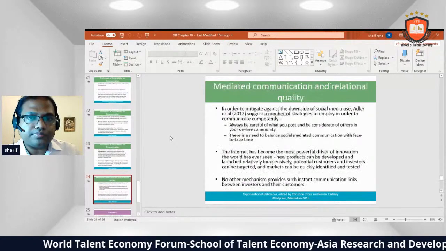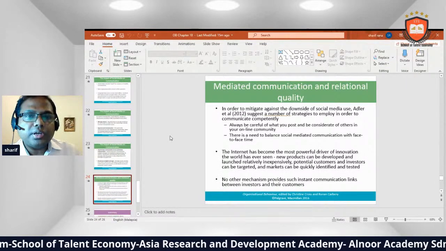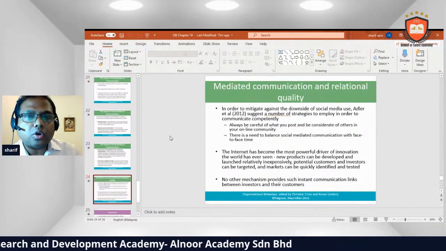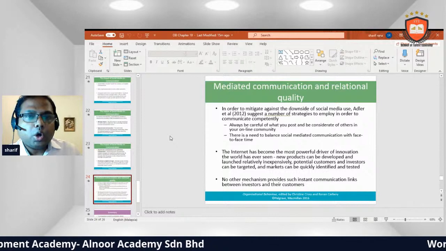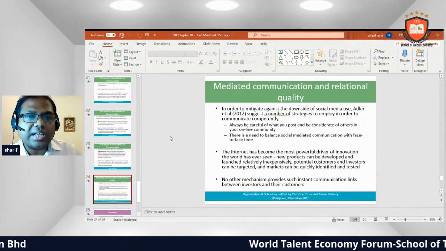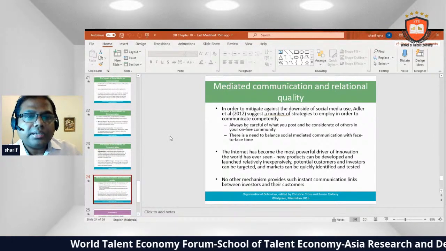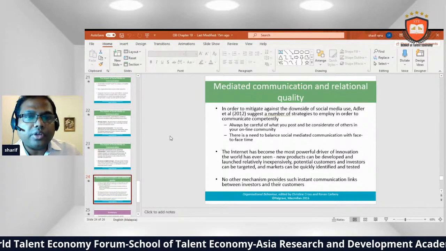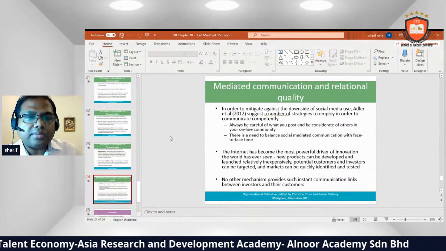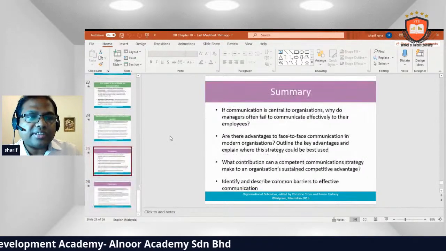In order to mitigate the downsides of social media use, Albert Adler suggests a number of strategies for employees in order to communicate competently. Always be careful of what you post and be considerate of others in your online community. There is a need to balance social media communication with face-to-face time. The internet has become the most powerful driver of innovation the world has ever seen. New products can be developed and launched. No other mechanism provides such an instant communication link between investors and their circumstances.